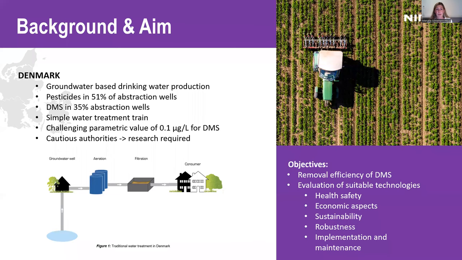In Denmark, we have a drinking water production that is based on groundwater, and pesticides were detected in 51% of our abstraction wells and DMS in 35% of them. We only have a very simple water treatment train based on aeration and rapid sand filtration, and that's why we have problems removing those pesticide metabolites, as it's simply not designed for it.